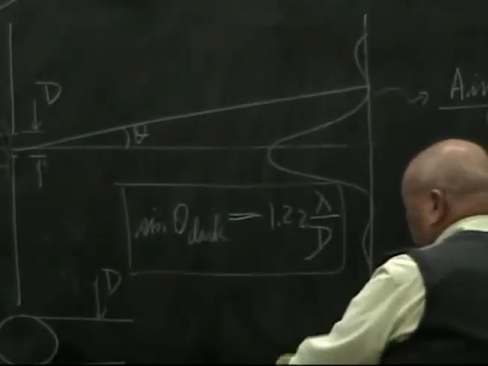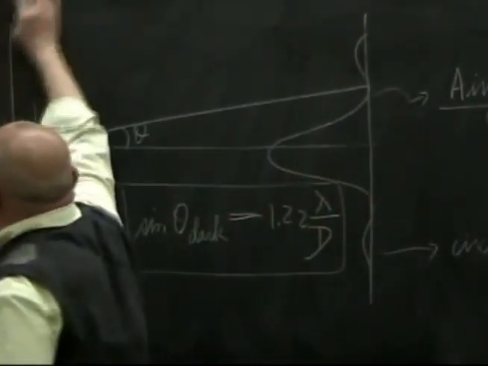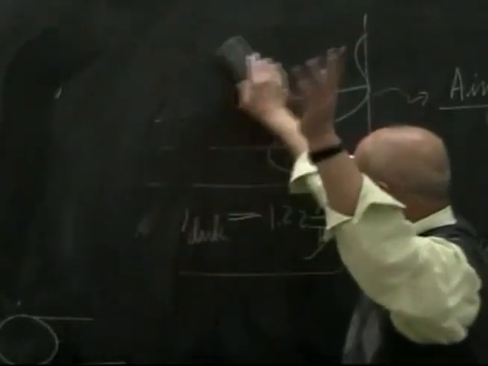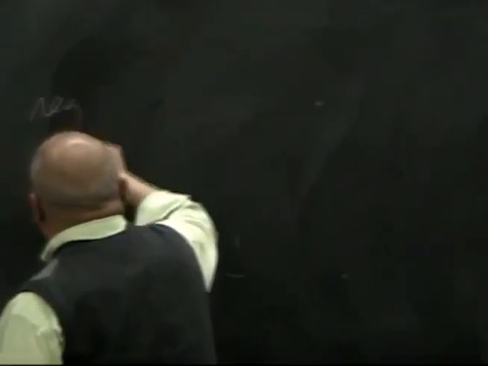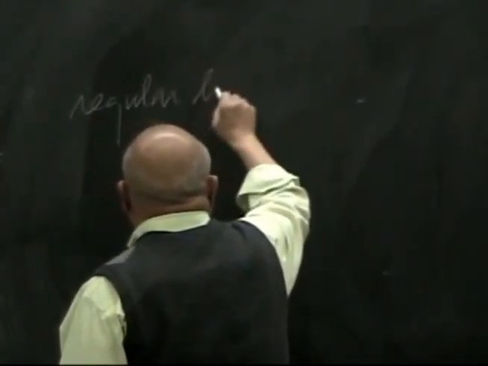Regular light. Now we're looking at regular light. In regular light, the light is oscillating in all different directions.